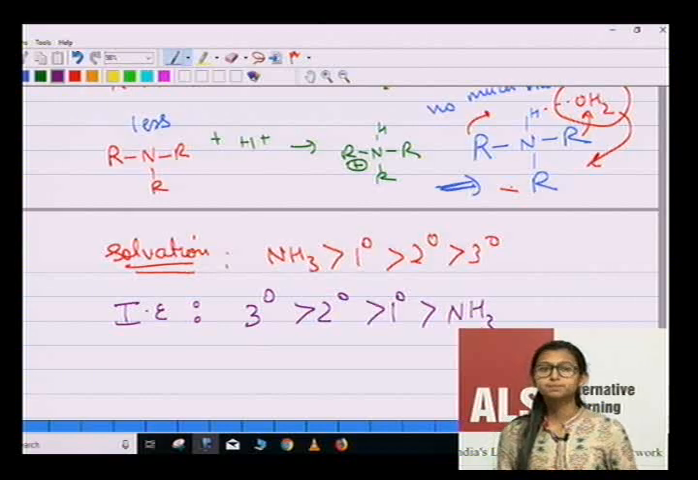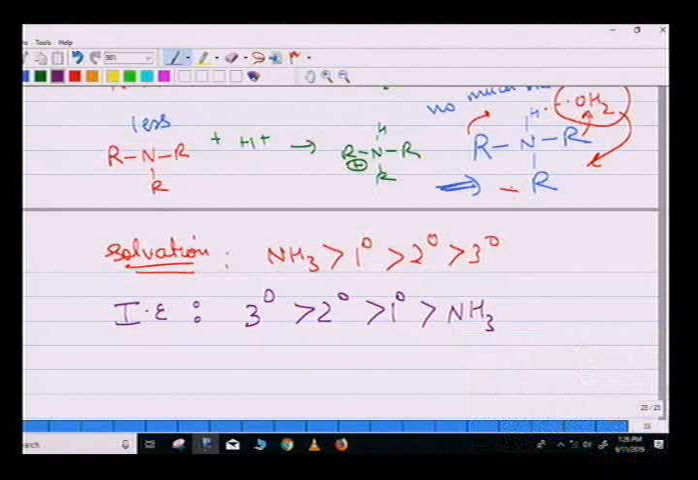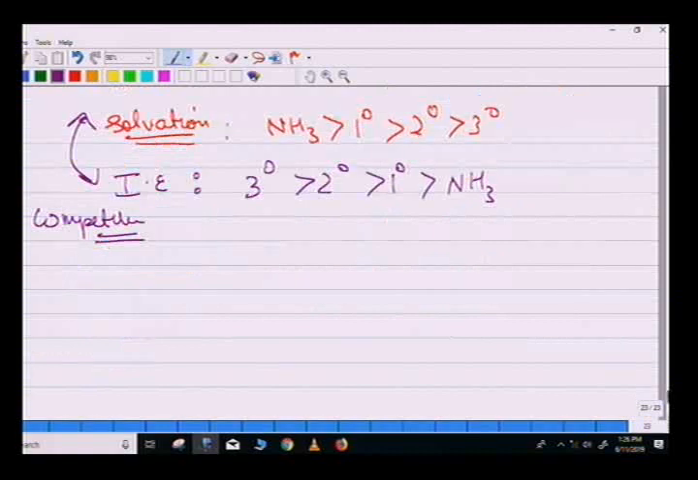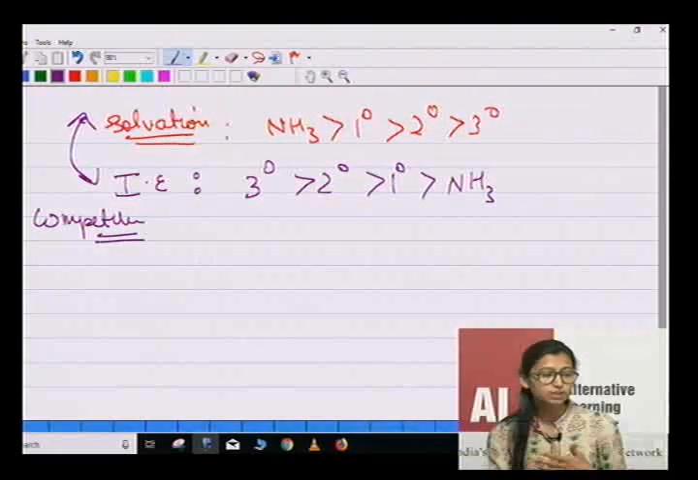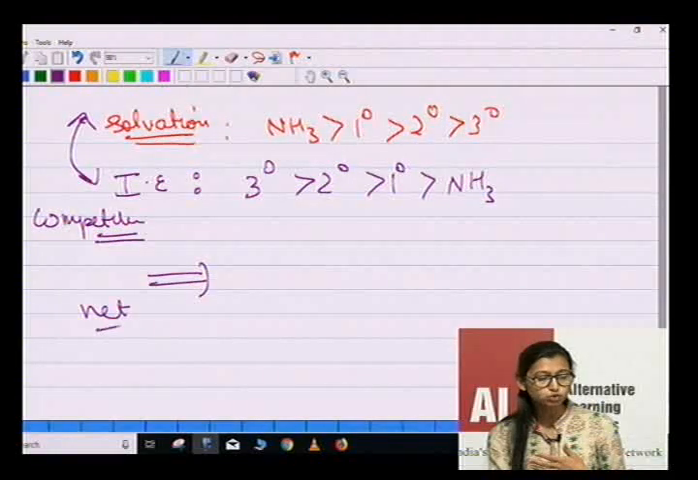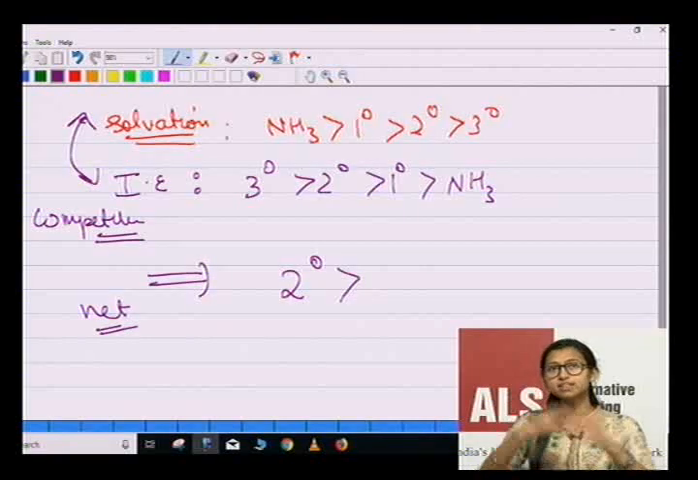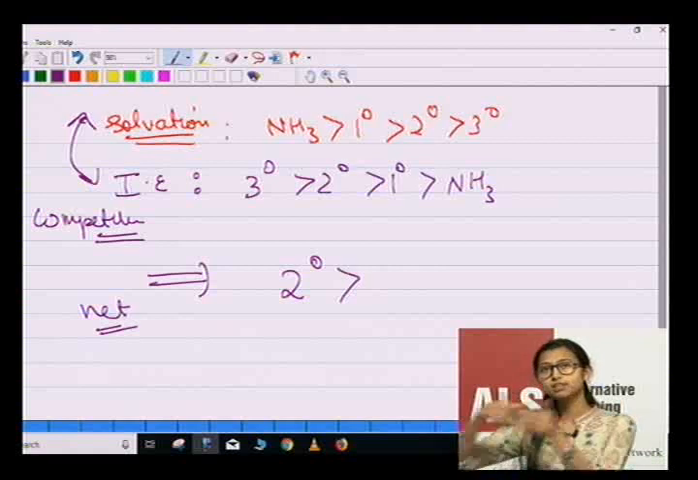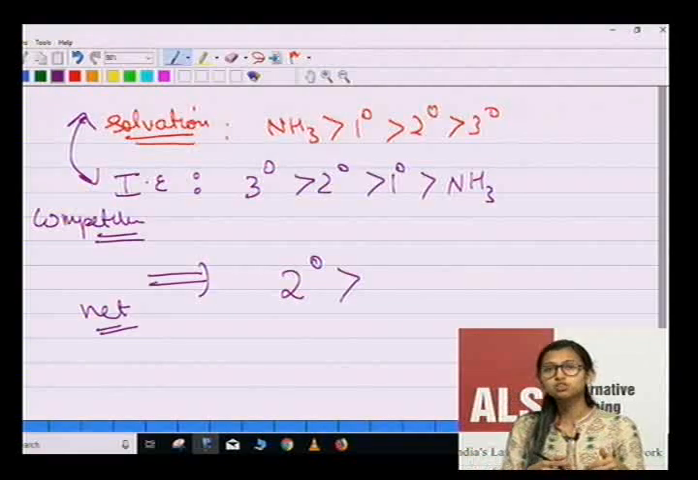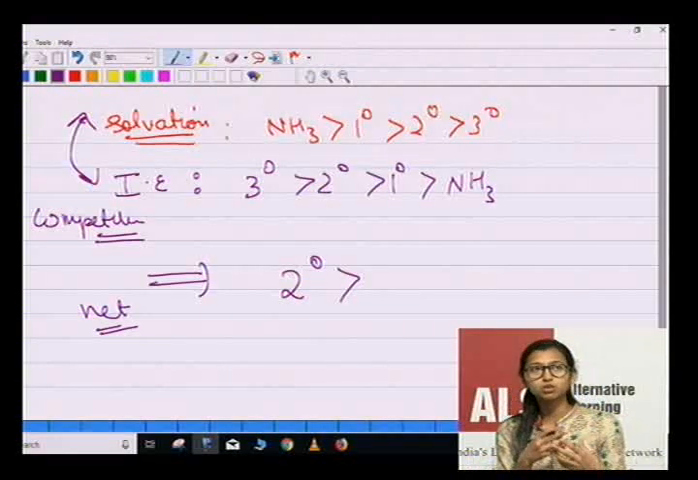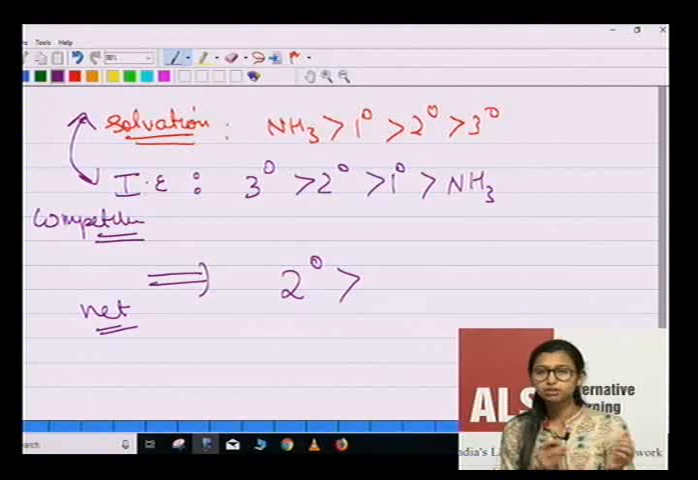Now, this is why we are getting that intermediate order, because these two have a fight. There is competition between these two orders. Experimentally we check the pKb values over there. So the net resultant comes out to be something like 2 degree. Net resultant, because one is supporting this order, the other is supporting the reverse order. So we get a net outcome that is actually the 2 degree.